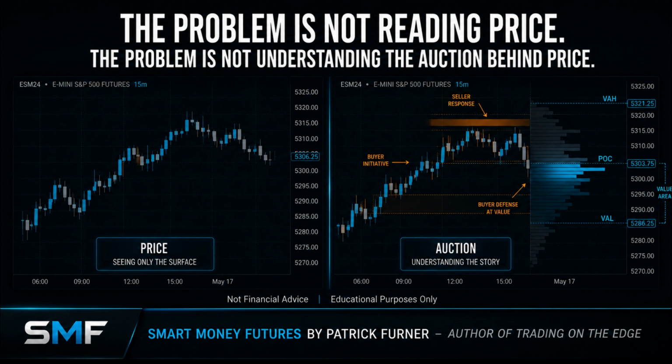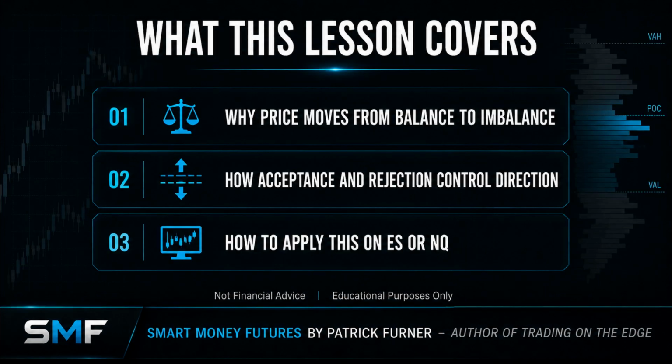In this video, I'll show you: 1. Why price moves from balance to imbalance. 2. How acceptance and rejection control direction. And 3. How to use this idea on ES or NQ without overcomplicating it. And make sure you stay until the end, because I'll give you a simple checklist for knowing when price is likely to rotate and when it is trying to discover new value.